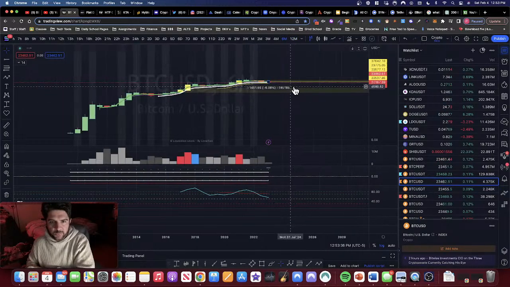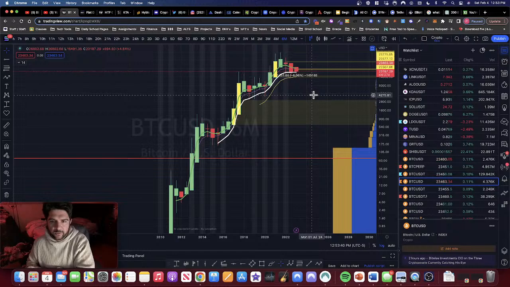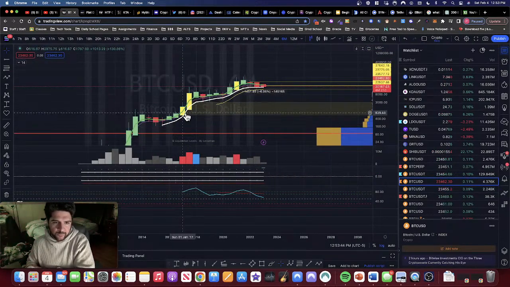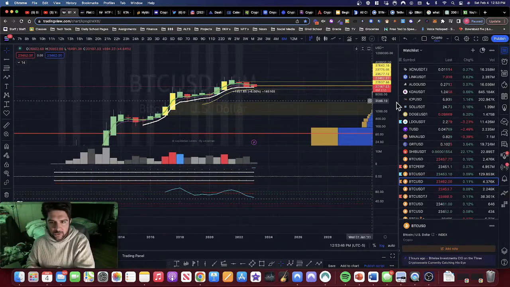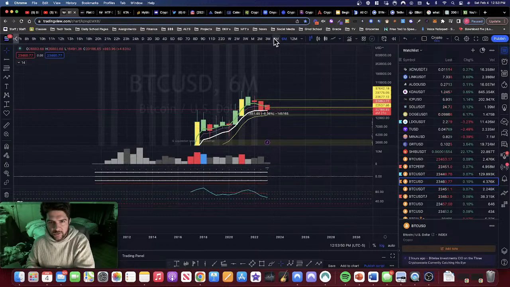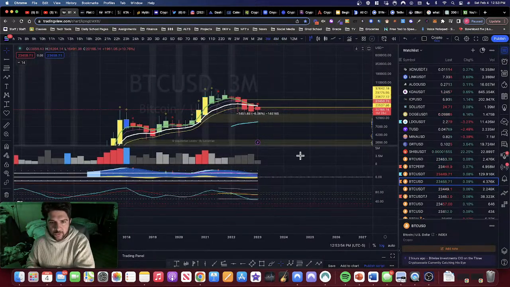Okay, now let's go to our 6 month. And you tell me who's trapped. Because don't forget, the higher time frames will tell you who's trapped, and Heikin Ashi candles will tell you who's trapped. Right now, the trend is down on your 6 month. Fine. 4 month, trend is down. 3 month, the trend is down.